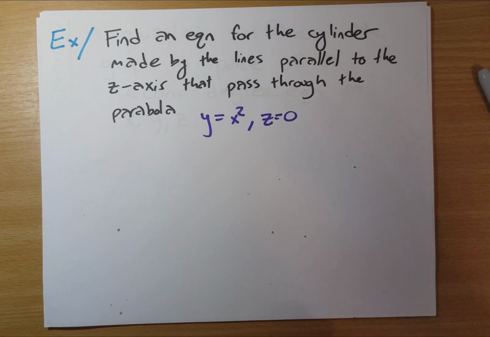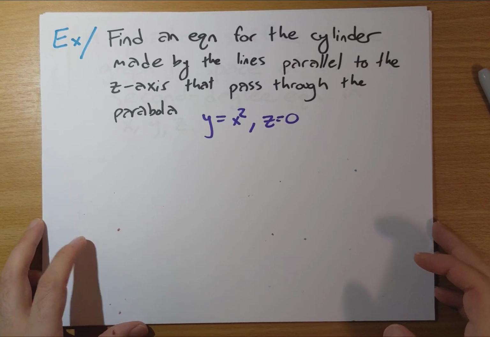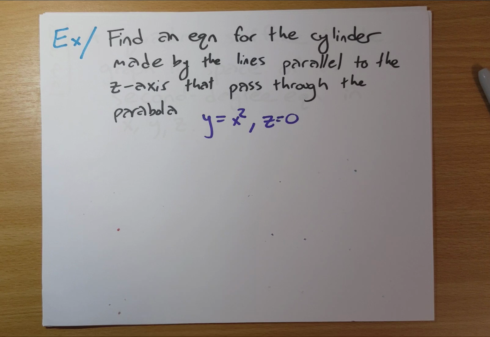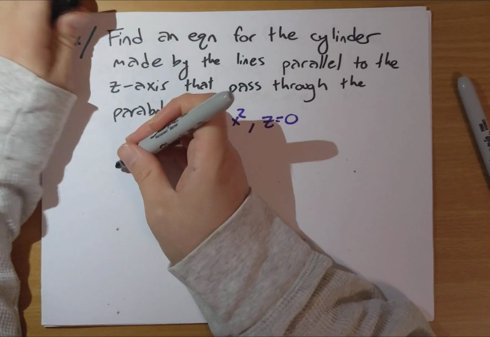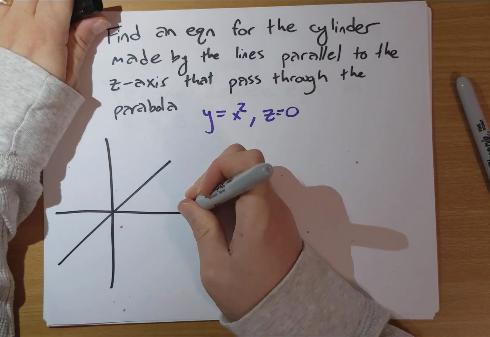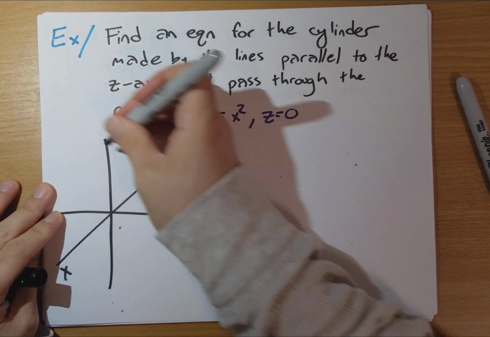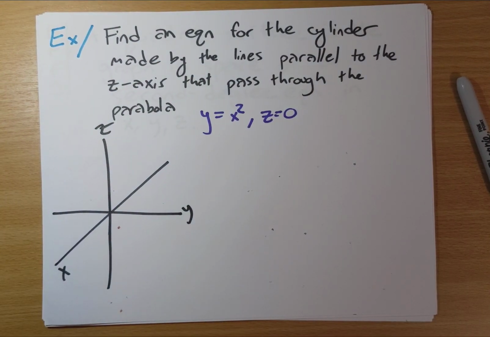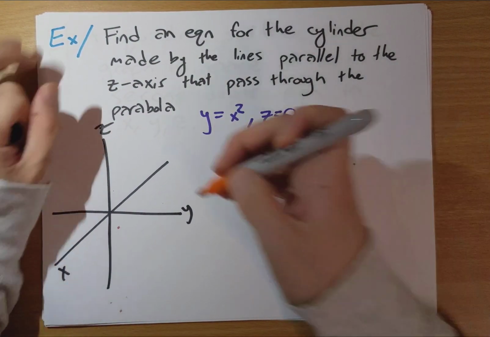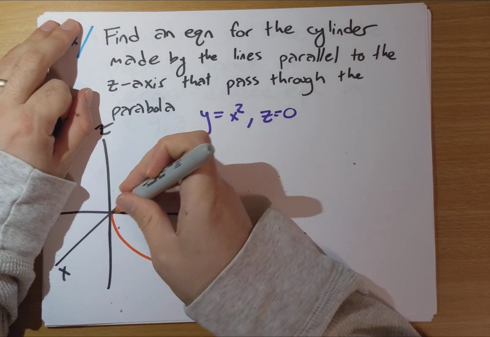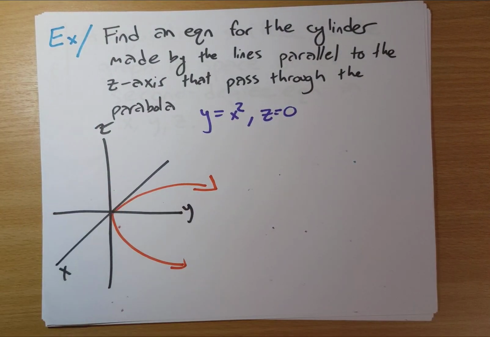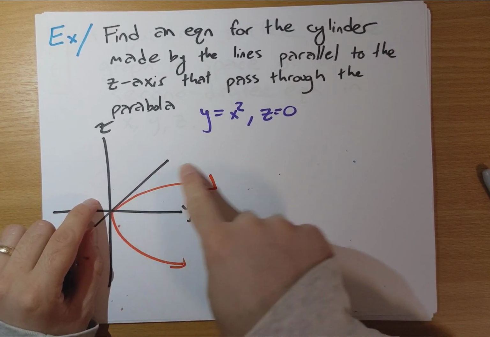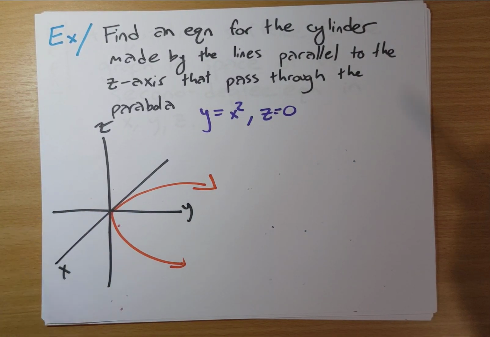So let's go on to a particular example. Find an equation for the cylinder made by the lines parallel to the z-axis that pass through the parabola y is equal to x squared and z is equal to 0. If I draw axes here, x, y, and z, y is equal to x squared, z is equal to 0. So this is our parabola in the xy plane.